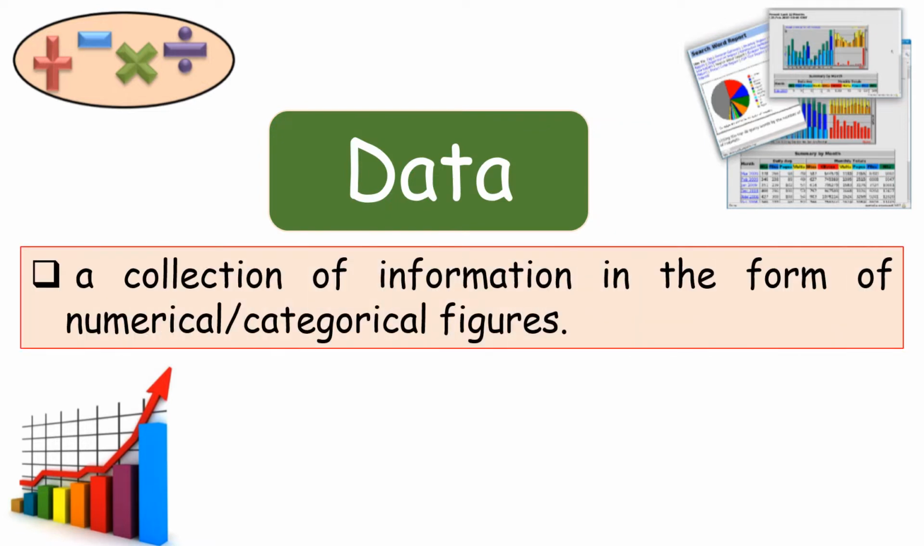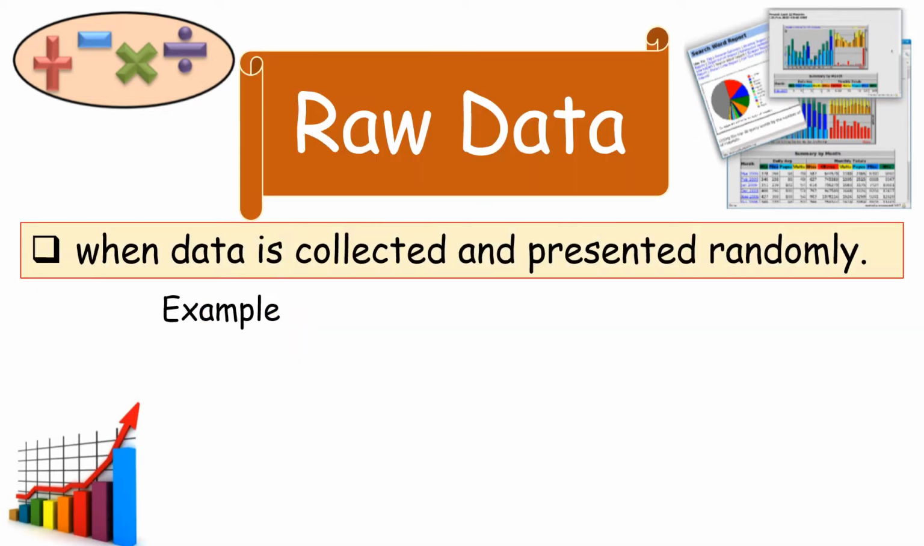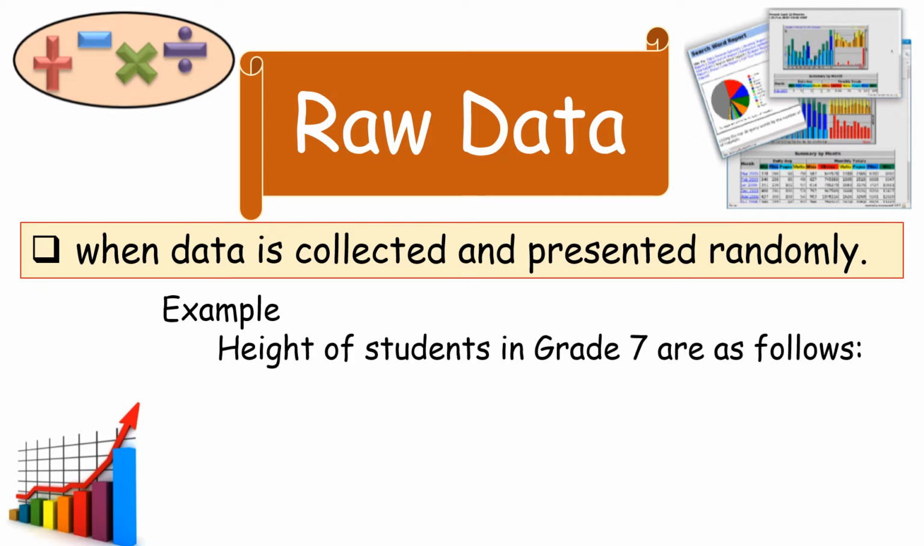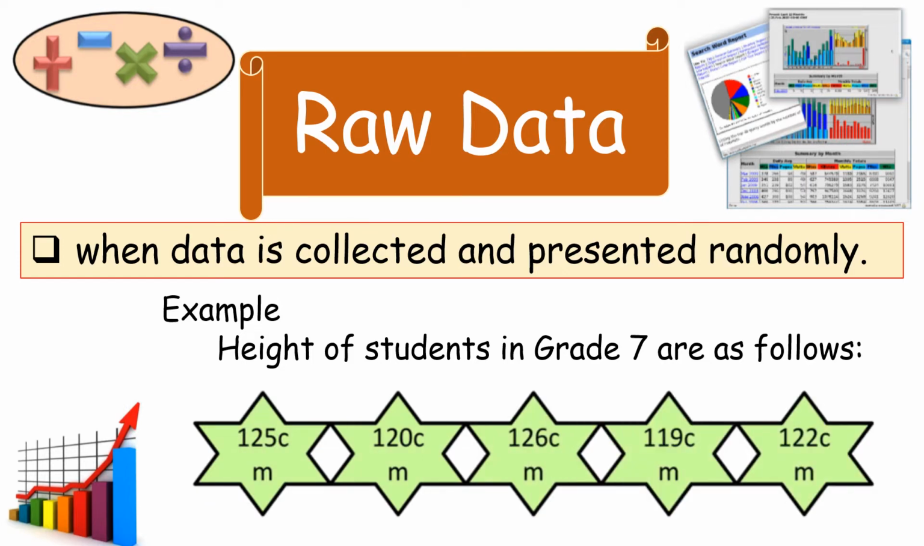So what is data? It is a collection of information in the form of numerical or categorical figures. If you can remember, numerical are numbers, categorical are descriptions. What is raw data? When data is collected and presented randomly. Randomly meaning it is not organized or it is not in order. So, height of students in grade 7 are as follows. It doesn't matter what the order is. So, it is a raw data. It is presented randomly.